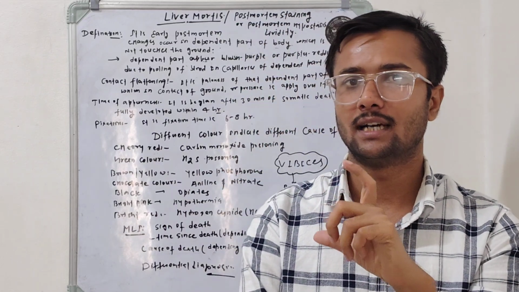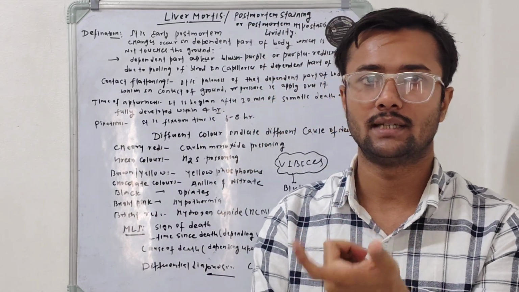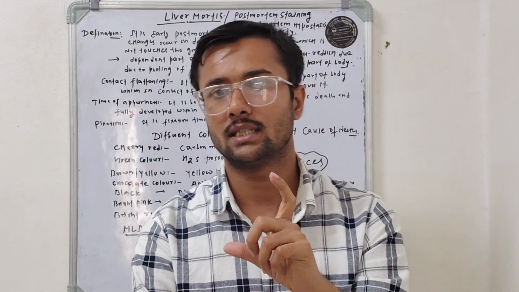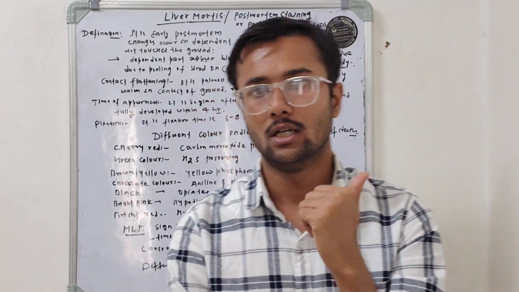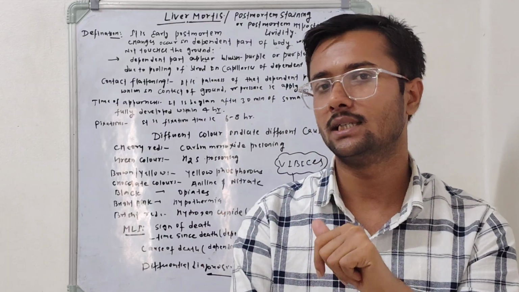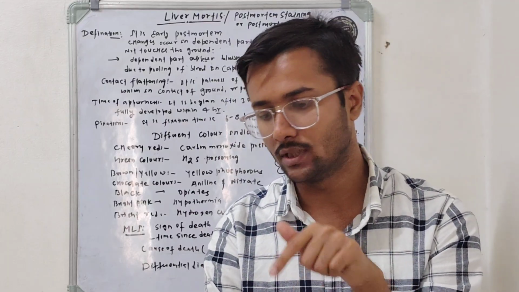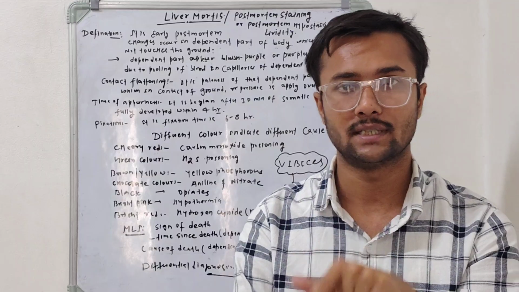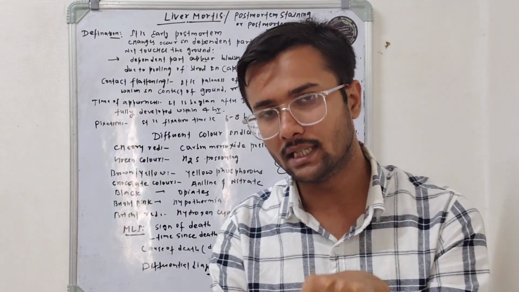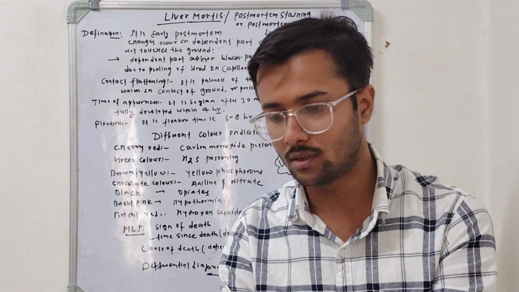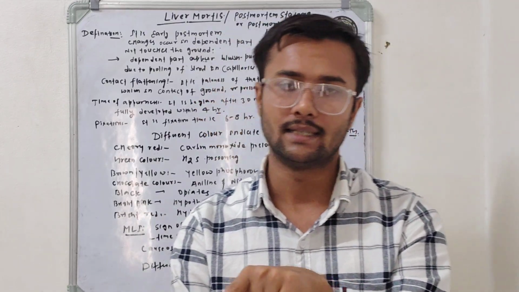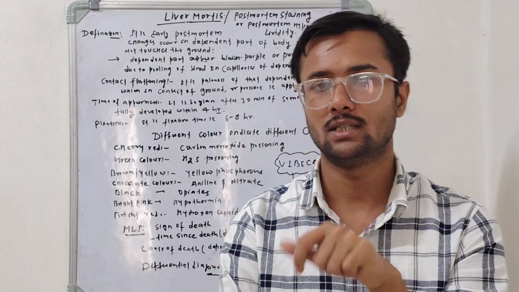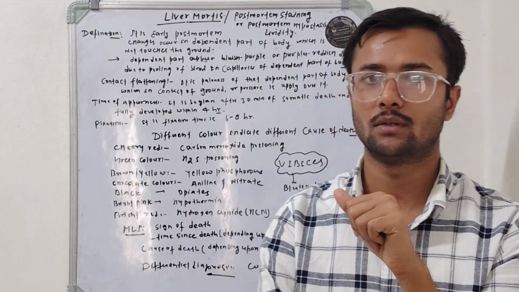First we try to understand how much time it takes for the fixation. Fixation generally occurs after 6 to 8 hours of somatic death. So how do we decide whether the post-mortem staining is fixed or not? We just gently press that post-mortem staining area. If we observe any color change, that means there is no fixation in the post-mortem staining.